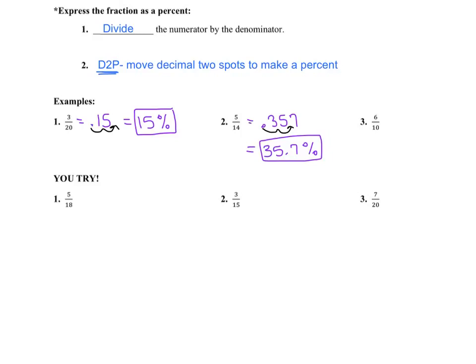Our last example, example 3, 6/10, or 6 over 10. Again, divide the numerator by denominator, and that's going to give you 0.6. If they're asking for the decimal, that would be your answer. But here they're asking you for the percent, so you're going to take that decimal and move it 2 spots, 1, 2, to the right. Again, you have an empty space here, so you want to add a 0 when you have an empty space. So your answer is going to be 60%, because you have to add the percent sign.